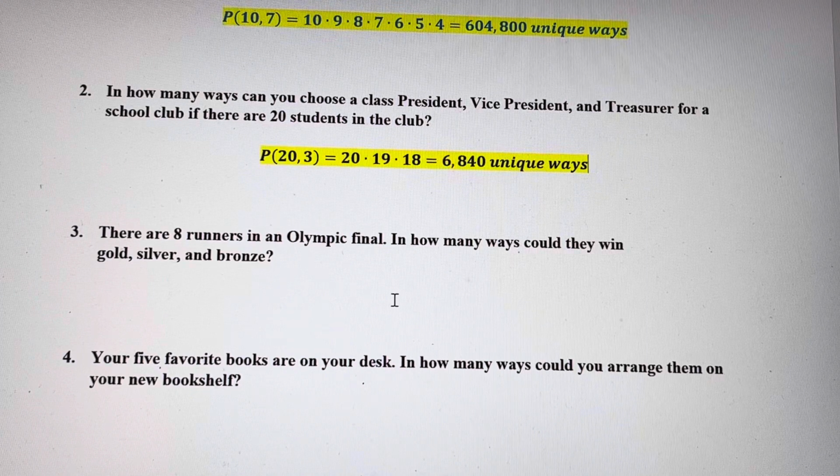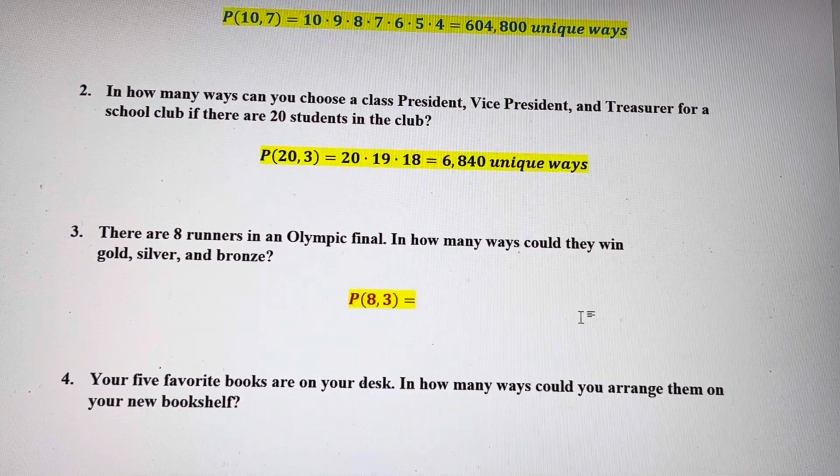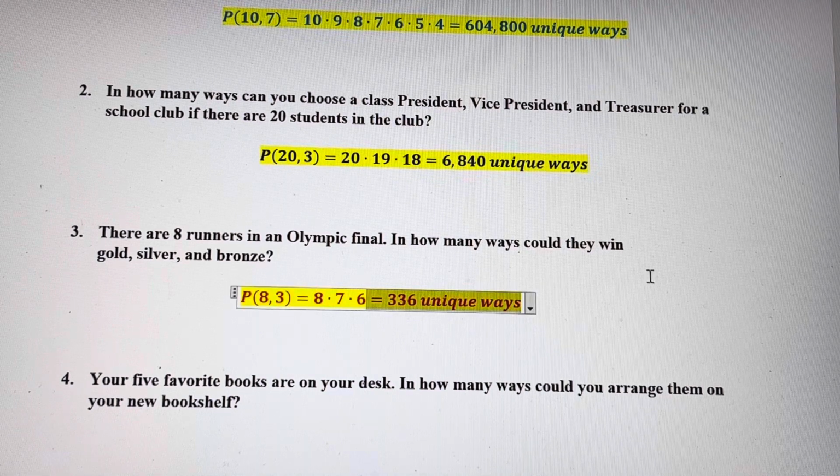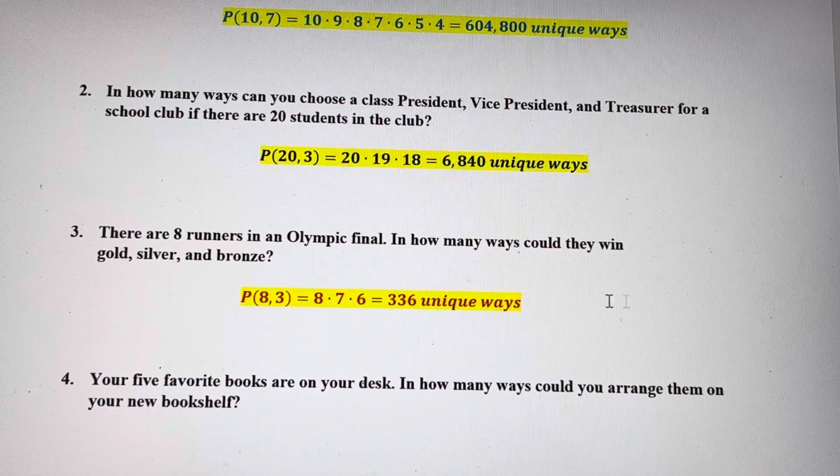Number 3, 8 runners in an Olympic final. How many ways could they win gold, silver, and bronze? This problem's a lot like the last one. Gold, silver, and bronze are different, so winning a gold is different than winning a silver. My notation: permutations of 8 objects taking 3 at a time. There's 8 different people who could win gold, then 7 different people who could win silver, and then 6 different people who could win bronze. So in that Olympic final, there are 336 different ways that runners could finish first, second, and third.